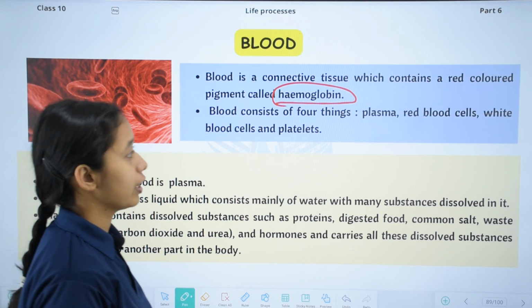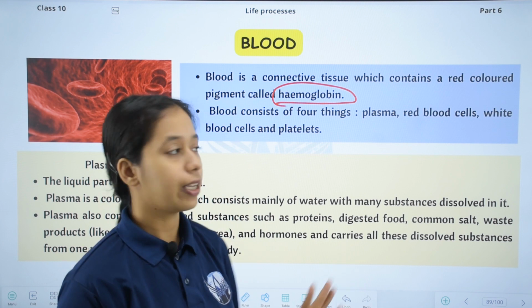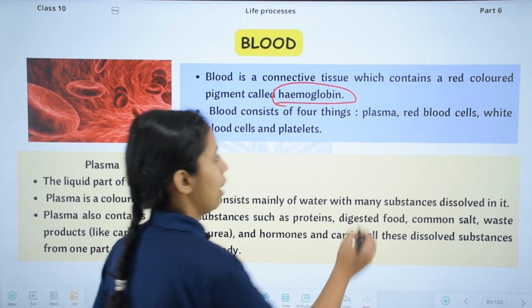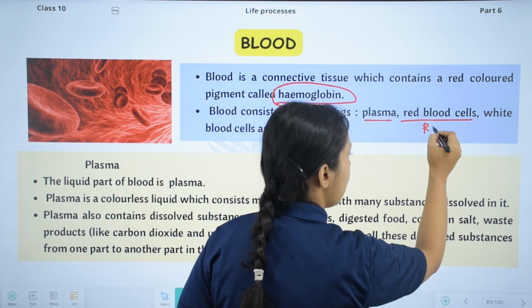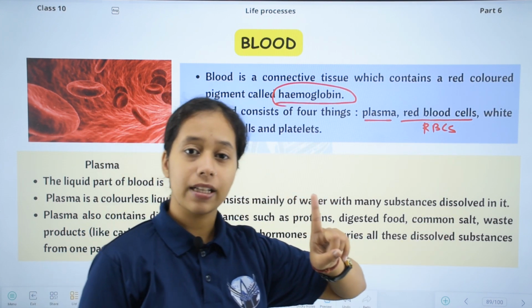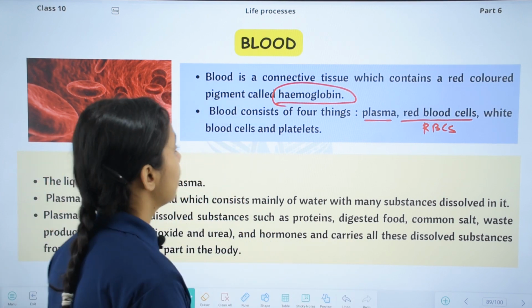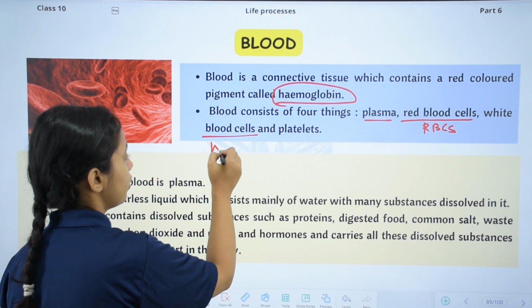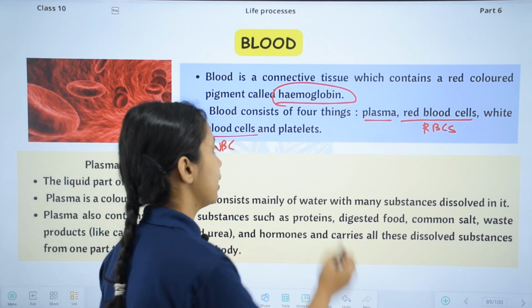Blood consists of four things, four components. Number one, we have plasma, then we have red blood cells or RBCs, then white blood cells or WBCs, and then platelets.